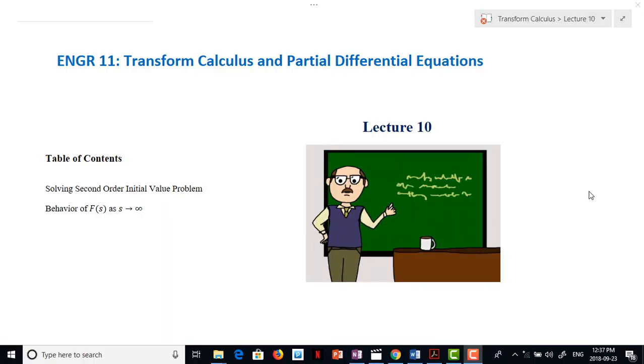Hello guys, we want to start our 10th lecture. In this lecture, we want to see application of Laplace transform in solving second order initial value problem. And after that, we want to see behavior of Laplace transform of a function when s approaches infinity.